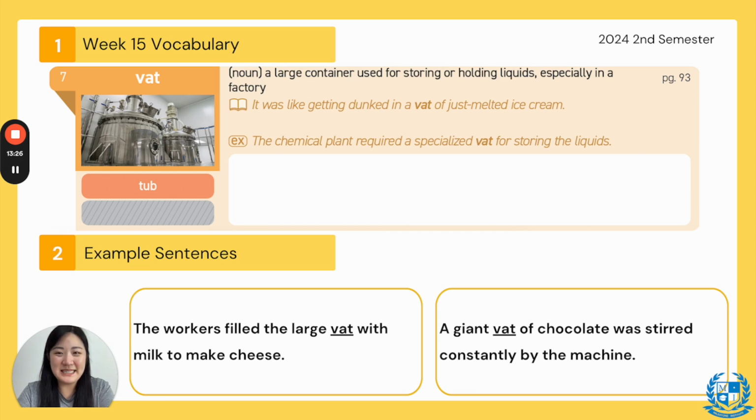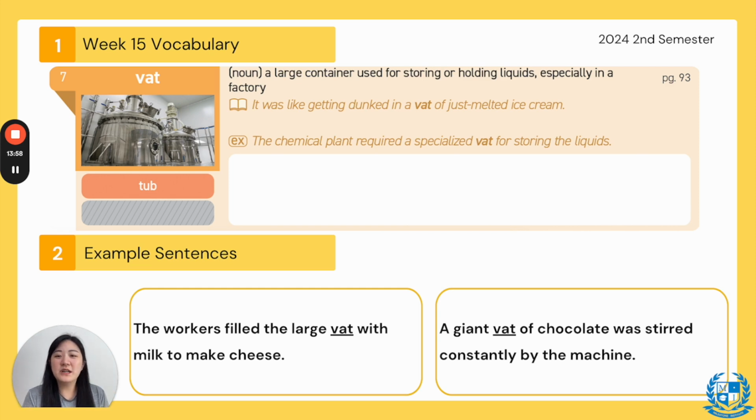In our book, it says, it was like getting dunked in a vat of just melted ice cream. I think I would like that. That'd be kind of cool. Let's read the example together. 1, 2, 3. The chemical plant required a specialized vat for storing liquids. So this chemical factory needed a special type of vat so that maybe these chemicals and harmful, dangerous toxins couldn't come out? Maybe.